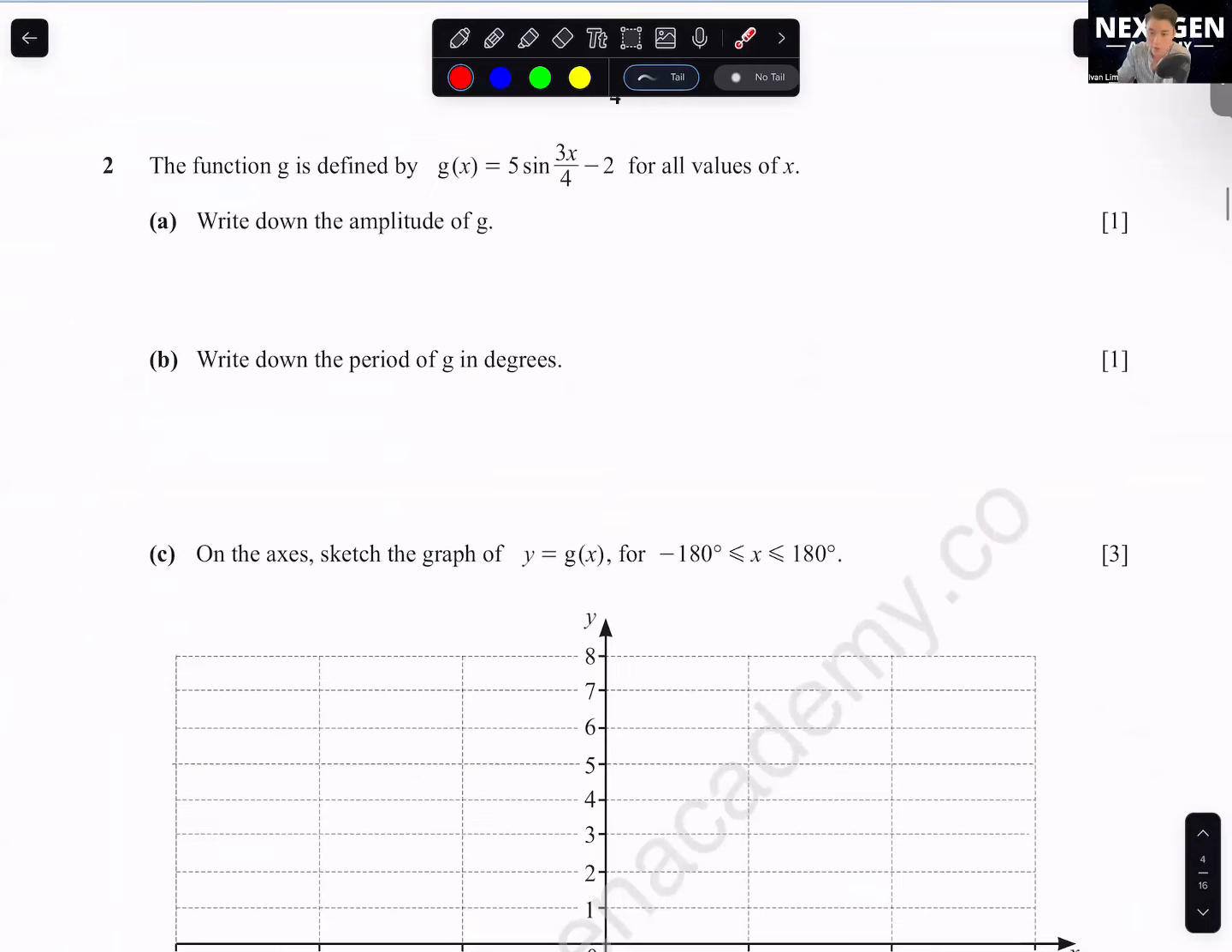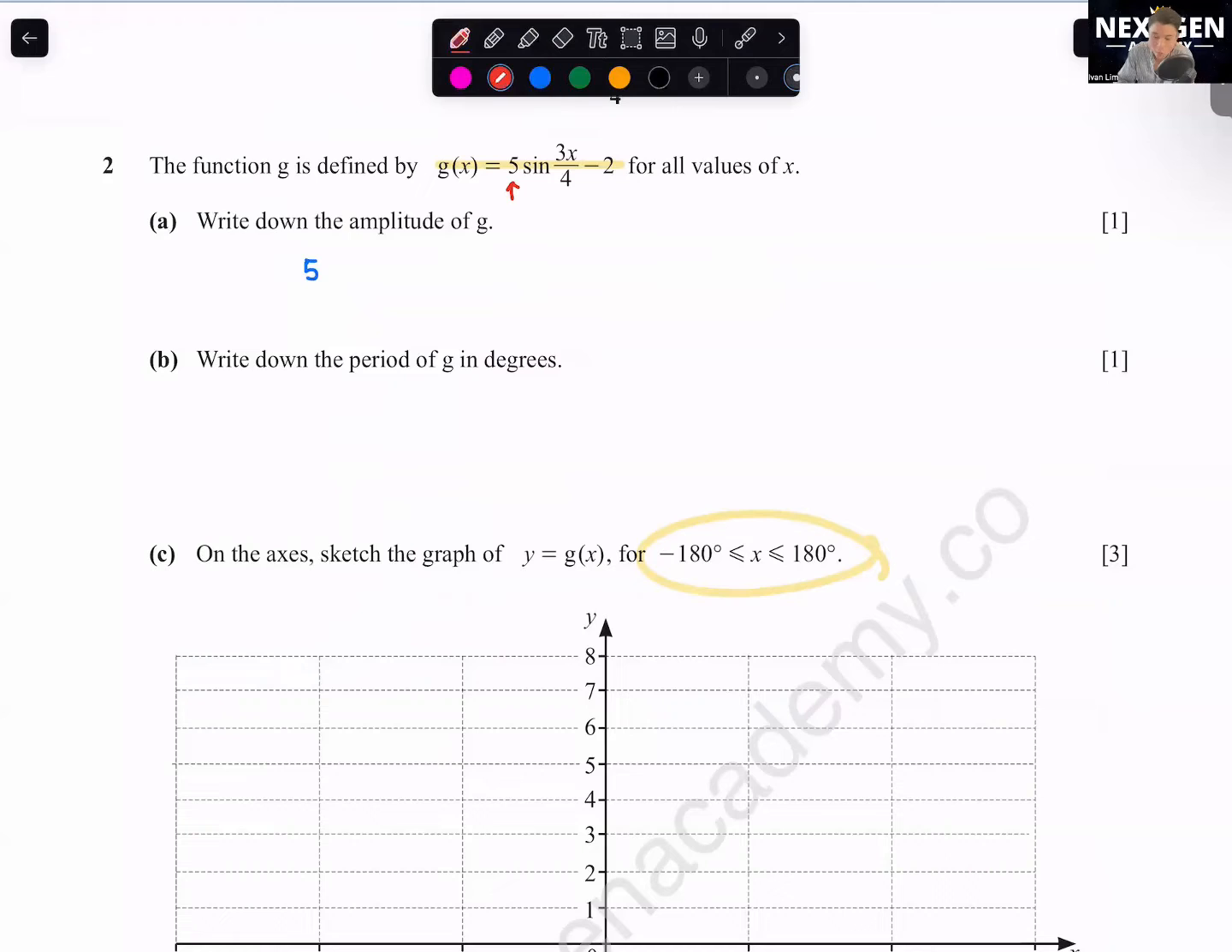Question 2. Function g is defined by g(x) equals 5 sin(3x/4) minus 2 for all values of x. For this one, take your calculator out because it's easier to just use the calculator, and make sure it is in degree mode. Always take note of the mode that you're doing, especially in math. Write down the amplitude of g. Amplitude is just this value here. No calculation needed. Answer is 5.